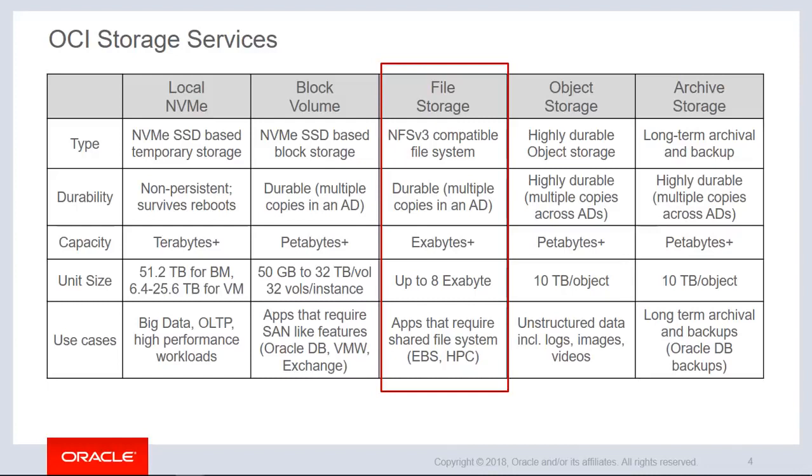Before we proceed and talk more about the file storage service itself, let's look at where it sits within the wider portfolio of OCI Storage Services. We have been using this slide with the previous courses on the other OCI storage services. As you can see here, file storage is an NFS v3 compatible file system. It's durable, meaning we maintain and manage multiple copies in an availability domain.